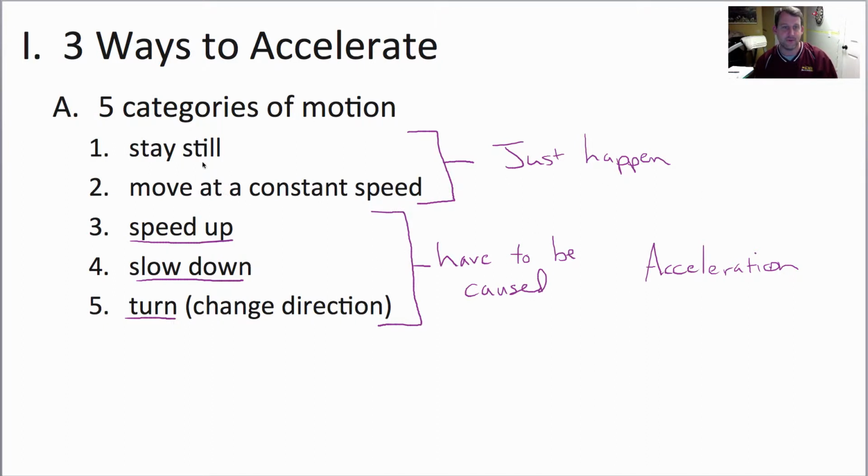Now, these other 2 up here, the stay still thing and move at a constant speed, these are not accelerating. So all objects are either accelerating or they're not accelerating. There is no in between, right? That's our 5 types of motion. So our 3 ways to accelerate, just to recap: speed up, slow down, turn. That's going to become important over the next few months.